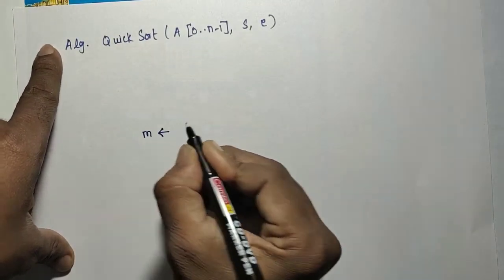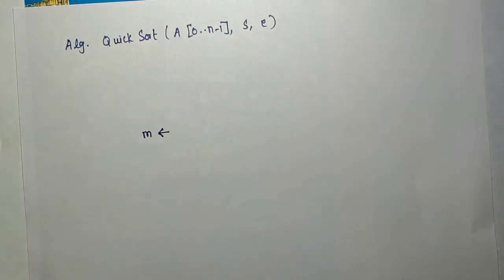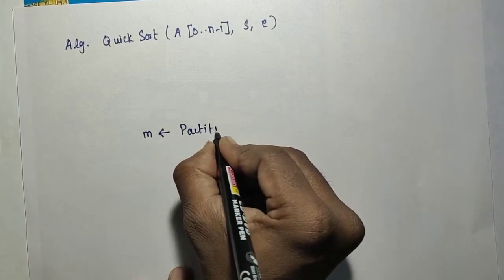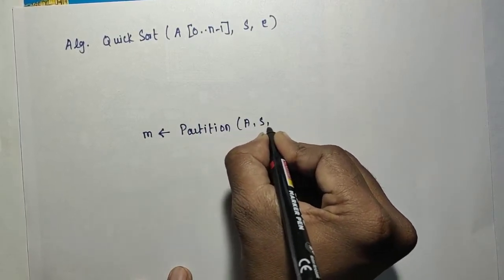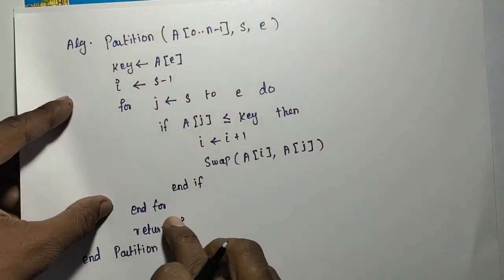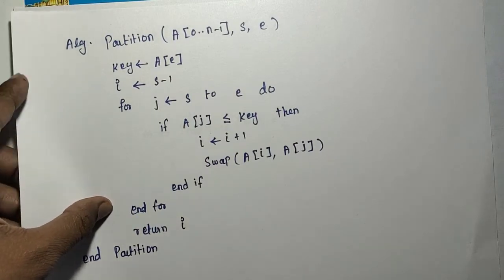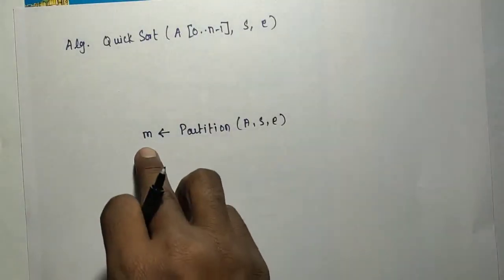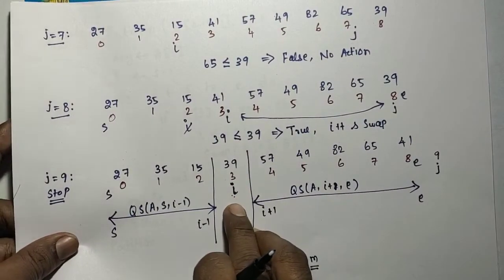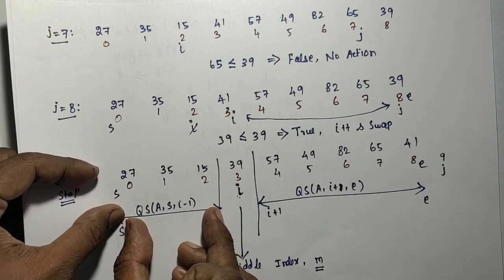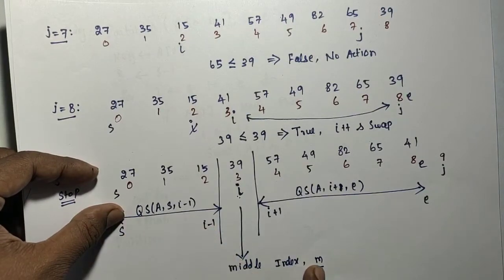In merge sort, m equal to s plus e by 2, like that we calculate. But here I am going to call partition of A, s, e. So whatever is returned by the partition algorithm, that middle index will be returned. This i will be returned as m, so m will receive that index of the middle. Then I need to sort the first elements, that is s to m minus 1, and then m plus 1 to e, like that we need to call.